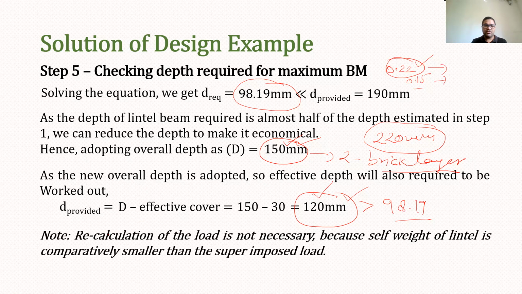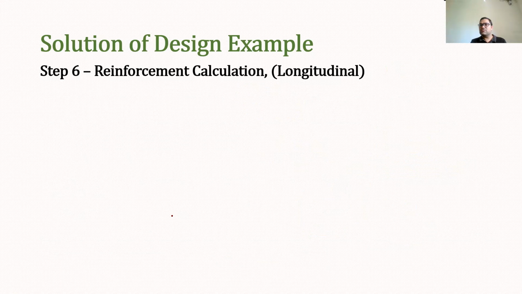And that is what I have written. Recalculation of the load is not necessary because self-weight of lintel is comparatively smaller than the superimposed load. That is also one fact that you can see. The UDL that we calculated in the form of self weight of lintel beam was very less than the load of brick masonry contained in the triangular portion. Because of that, we are not recalculating it. So with this, we can say that our depth is safe. So this concludes step 5. Now we will move to the next step.